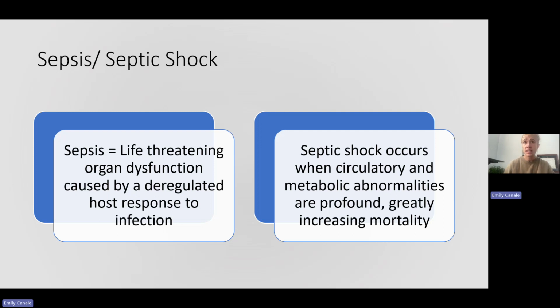If we develop septic shock, that's when we're getting profound metabolic abnormalities. It's progressed at this point. The worst case scenarios with sepsis and septic shock are that it goes into something like disseminated intravascular coagulopathy, which is DIC, or multiple organ dysfunction syndrome, which is MODS. Those are our worst case scenarios if we do not identify sepsis and treat it fast.